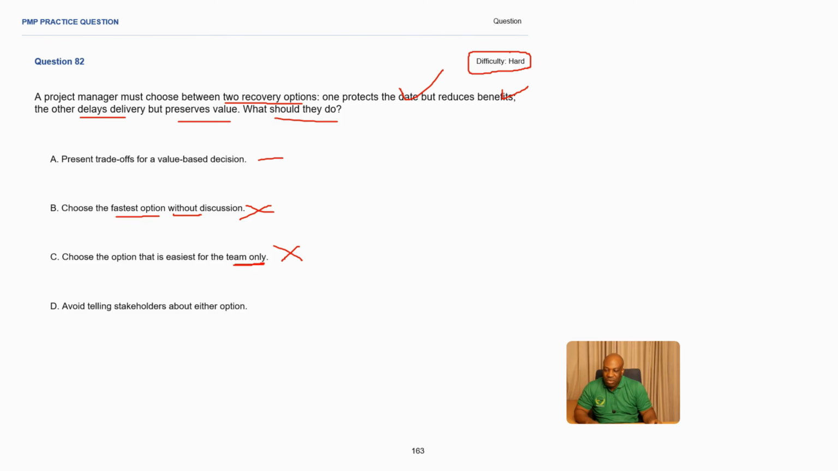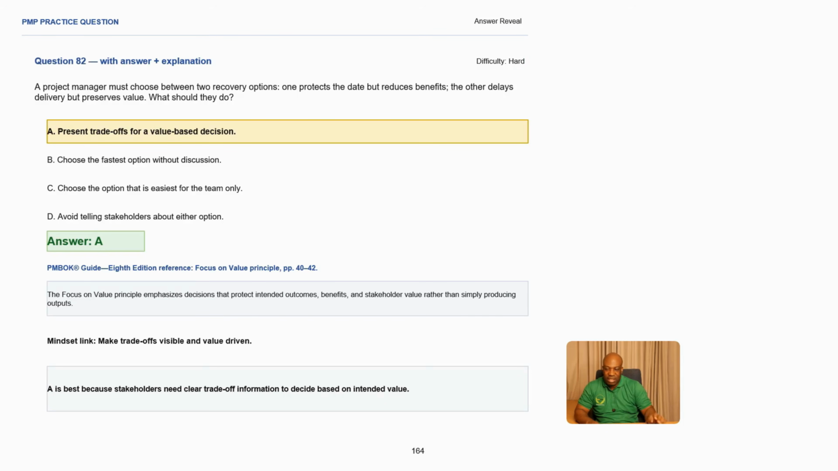Avoid telling stakeholders about either option. Don't avoid telling stakeholders of anything. Be transparent and honest in a project environment. Making A the best answer in this particular scenario. You need to present trade-offs for a value-based decision. This is very important. You have two options to choose from, okay? One that affects benefits, and then the other one which is going to preserve value. So you need to trade off on one of them. So you present trade-offs for a value-based decision, right?